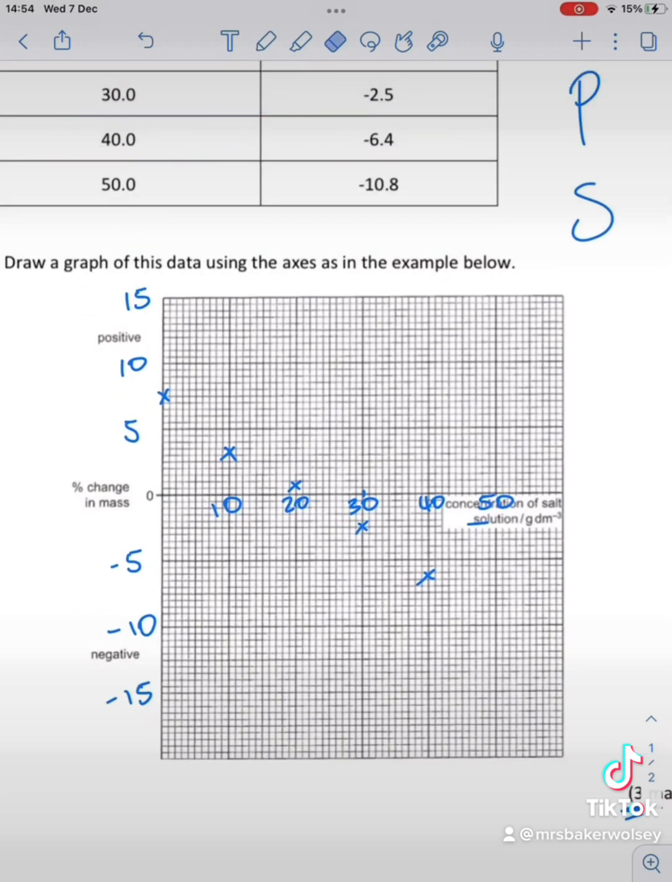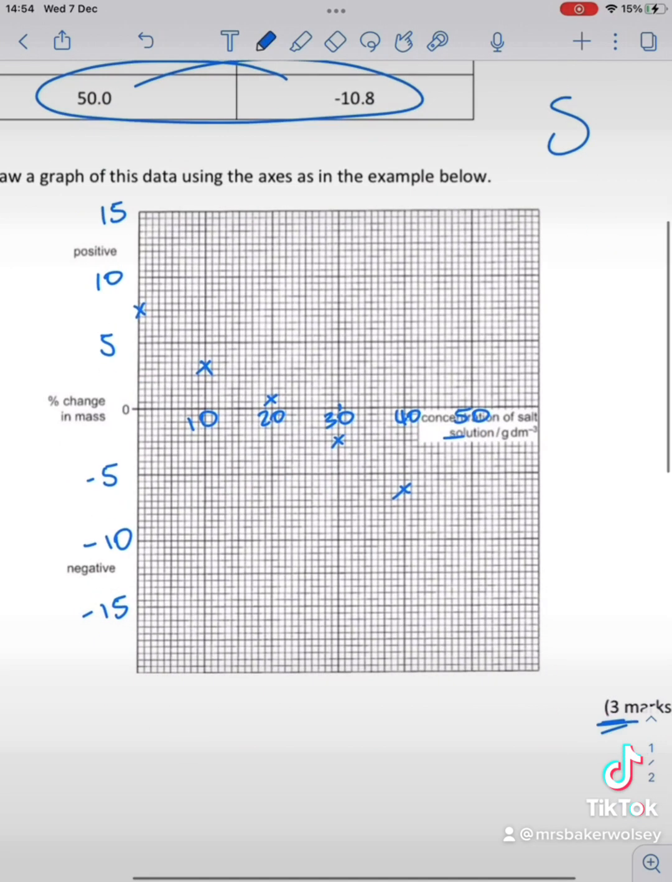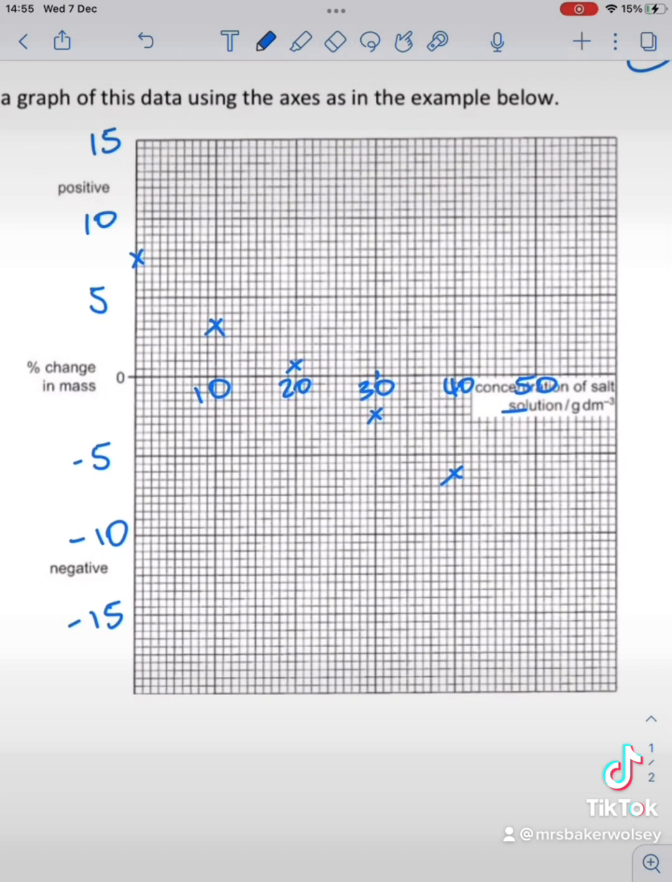Finally, 50 gram per dm cubed is minus 10.8%. It's lost a lot of mass there. We go to minus 10 and then just over 1 small square beyond. Because the axis is quite far from where the point needs to go, I'm using a ruler to make sure I get it into the right place.